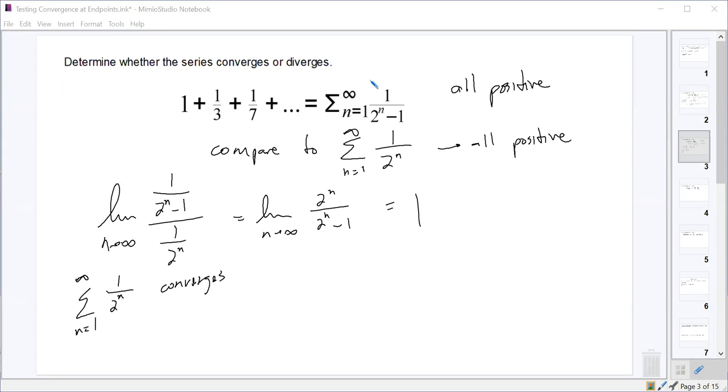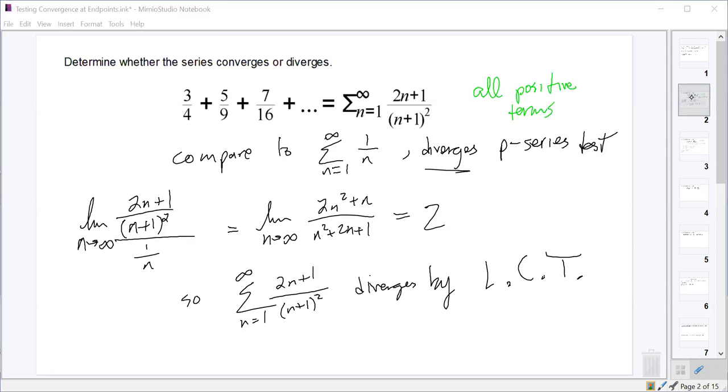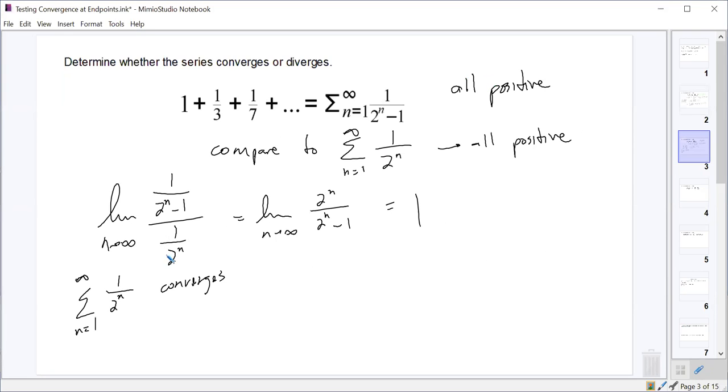No, not the p-series test. P-series, remember, is n to a power. This is a number to the n. So you've got to give me a different reason why this converges.